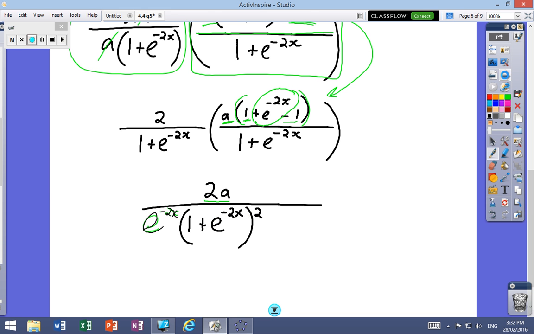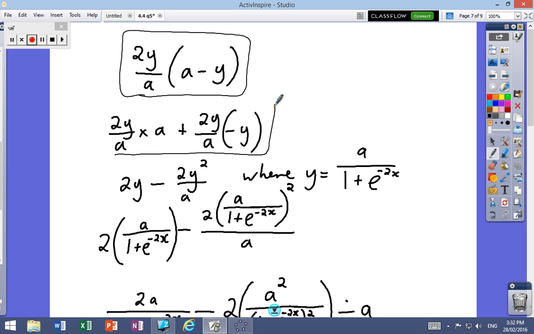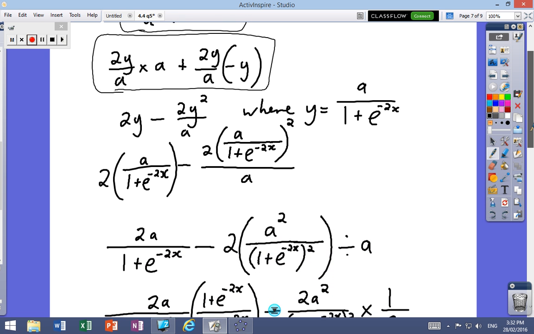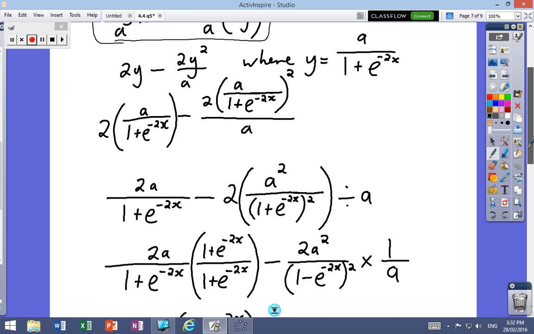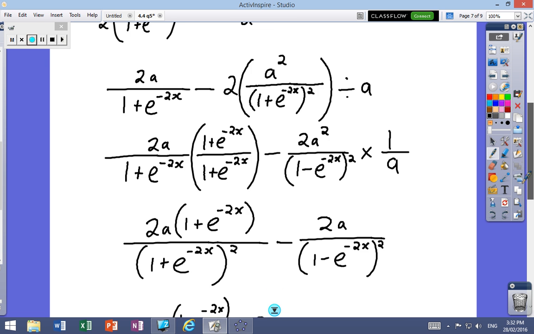Now look, I've done it again a slightly different way by expanding that out first, the 2y on a outside of a minus y. So if you've done it that way, then I've got the same substitution method, just having expanded this out first. And you can walk through that at your leisure. I'll upload a copy of this onto Moodle so you can explore it.